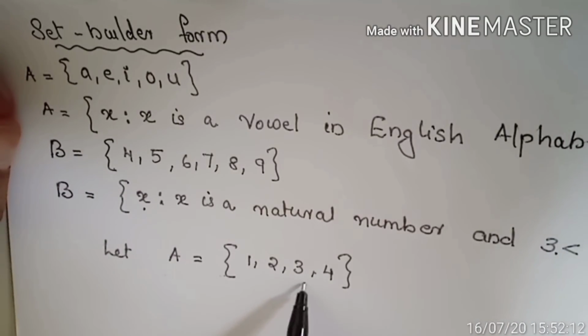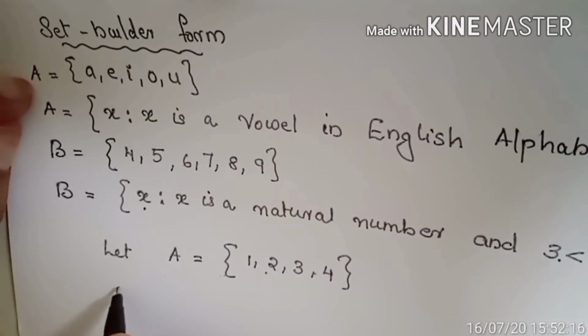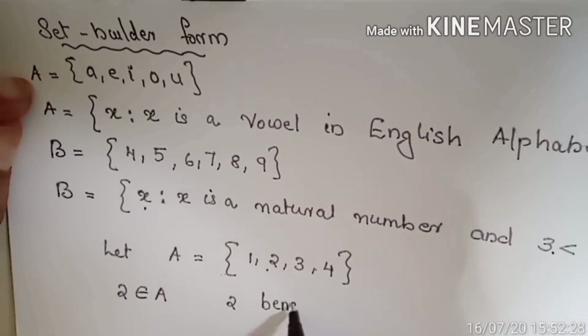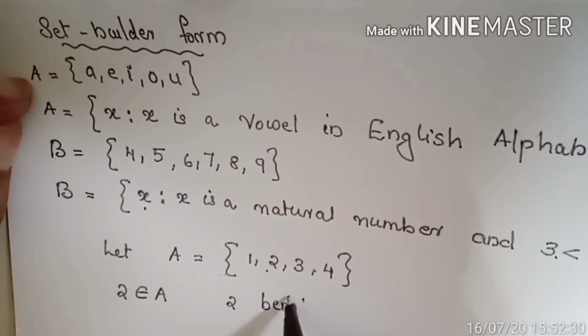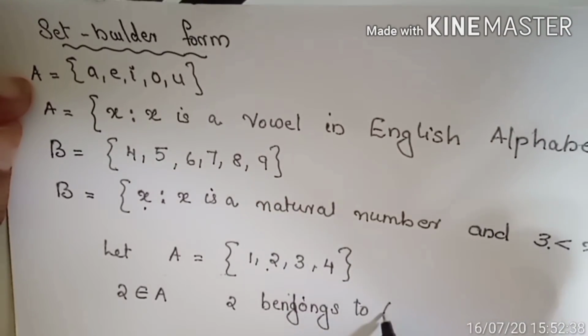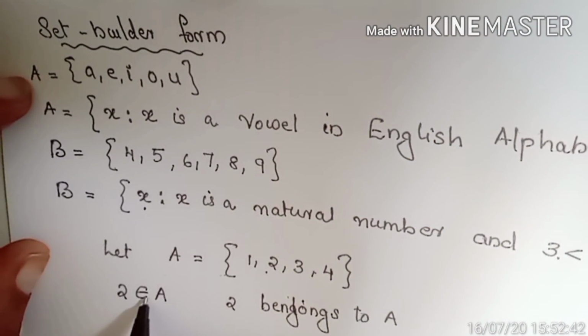Look at that. Let A is equal to set 1, 2, 3, 4. 2 is an element in the set A. We can represent this by using a symbol, 2 element of A. How do we read this? 2 element of A, or 2 belongs to A. This is the symbol for representing an element of.